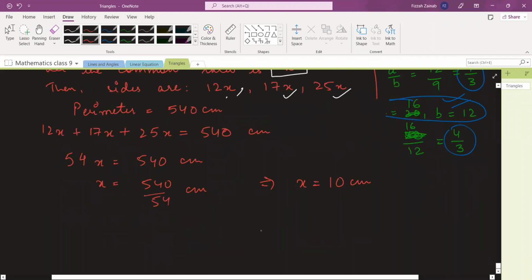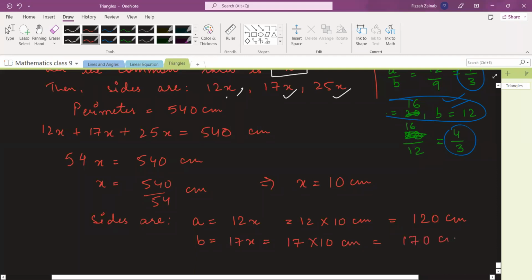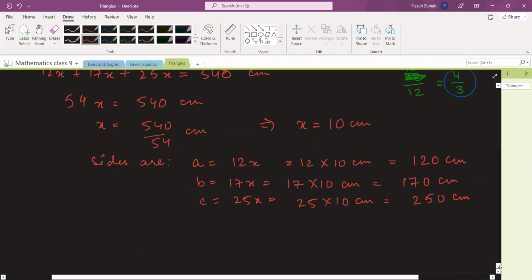Okay. So that means the sides are: your first side A is 12x, which is 12 into 10 centimeter, which is 120 centimeter. Clear? Second side is B, which is 17x, so 17 into 10 centimeter, right? Now third side is 25x, so that means 25 into 10 centimeter, 250 centimeter. So you have got all the three sides A, B, C. Find its area.